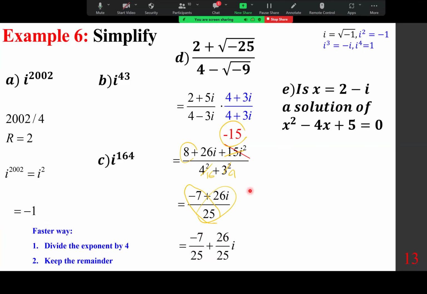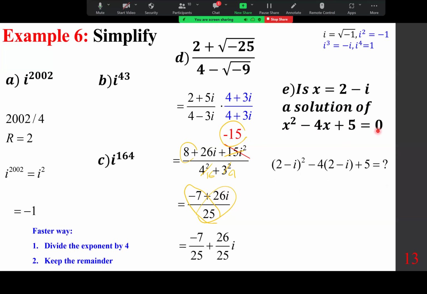Is x equals 2 minus i a solution of this function? Remember, if you're checking to see if something is a solution, all you have to do is plug in. So if I plug in 2 minus i, let's see what happens. We're going to say (2 minus i) squared minus 4 times (2 minus i) plus 5. Is that going to be equal to 0? That's what we are checking.